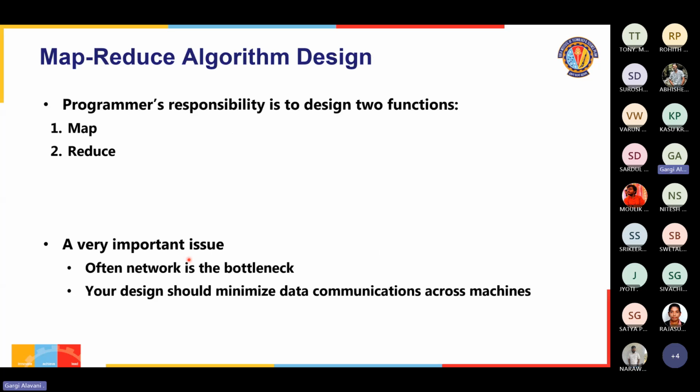So, as we have mentioned, the programmer's responsibility is to design two functions: map function and reduce function. But there are two important issues that you need to note. Since the network is a bottleneck, however you design your problem, you should minimize the data communication across different machines.